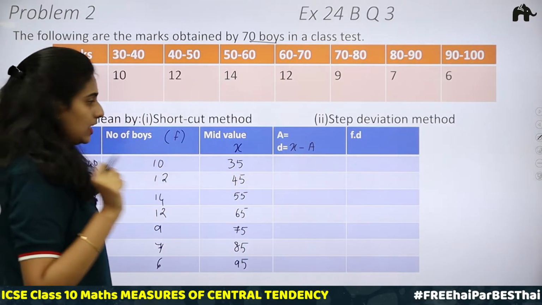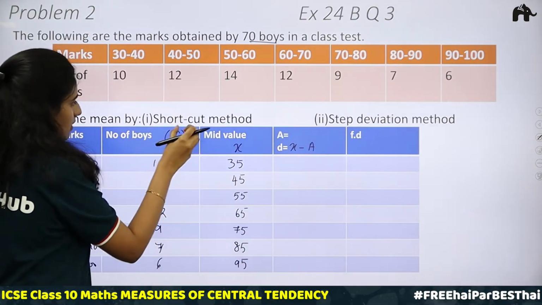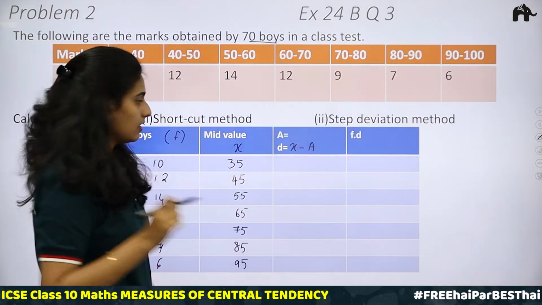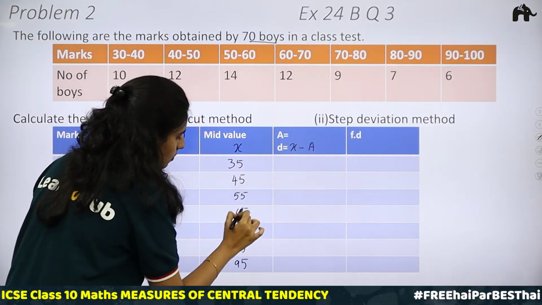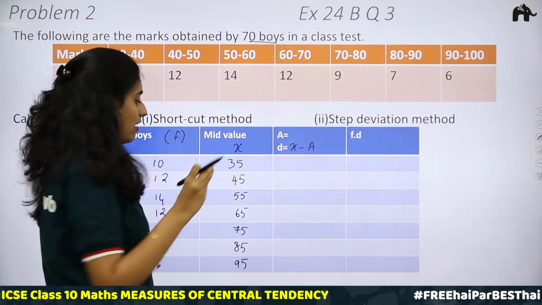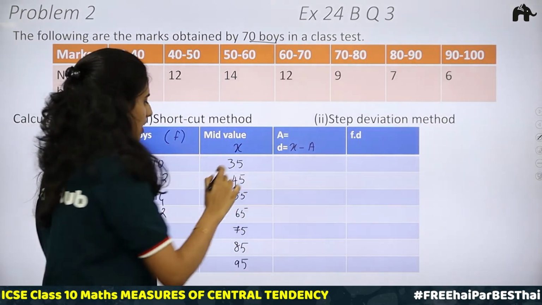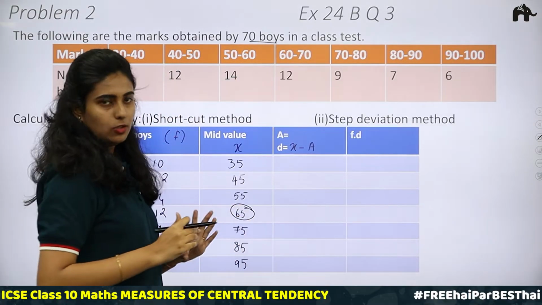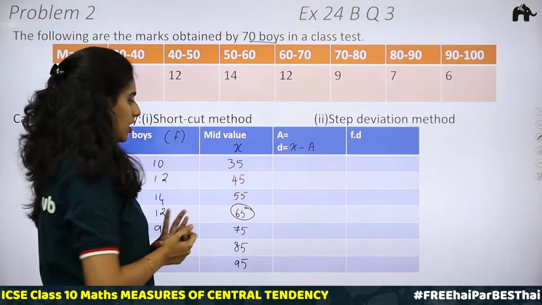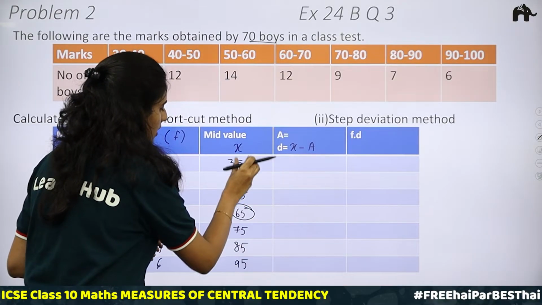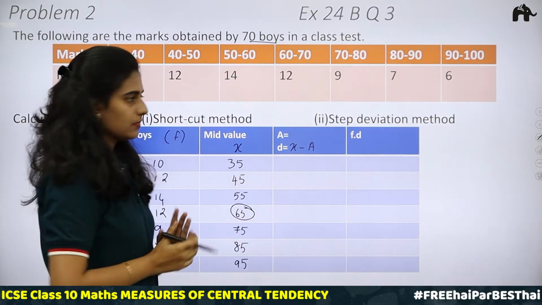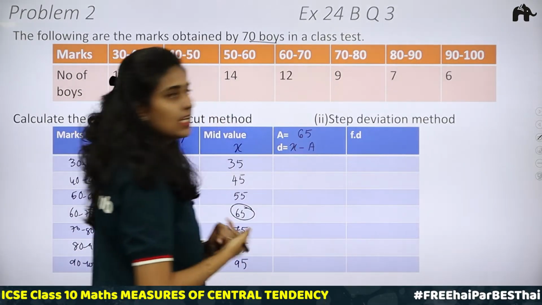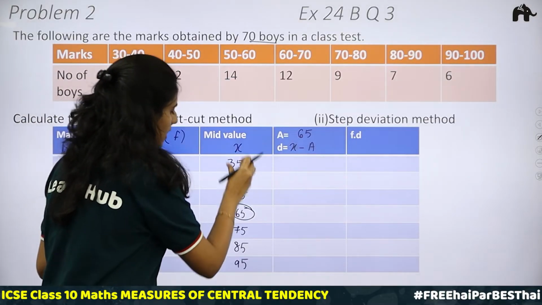Next we have to find the assumed mean. How to find the assumed mean? Here we have the mid values, and we take the middle one. In total we have 1, 2, 3, 4, 5, 6, 7 values. We have to take the value which comes in the middle, 3 from above and 3 from below. 65 is the middle value. Now this middle value will be subtracted from each mid value. Here A is equal to 65. Assumed mean is 65.